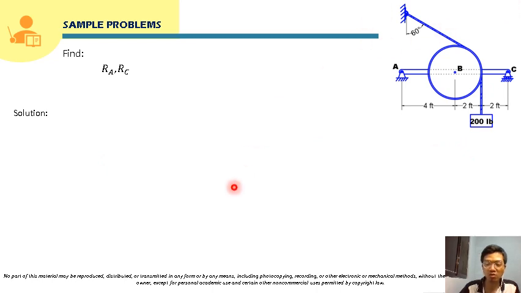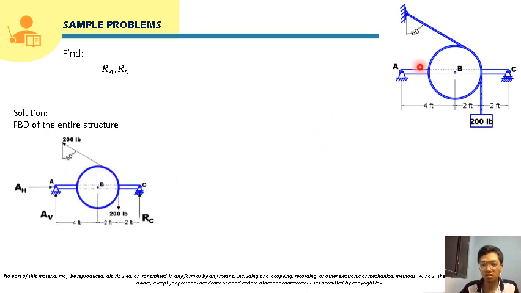To solve this, of course, we have to construct first the free body diagram. So we will construct the free body diagram of the entire structure. We will show here the weights, which are not given. For the pulley, it's not given, so we will assume the weight of the pulley as 0. So we will assume this as weightless. And it's also mentioned in the problem that the weight of the beam is 0. So there will be no weight for the beam and the pulley.